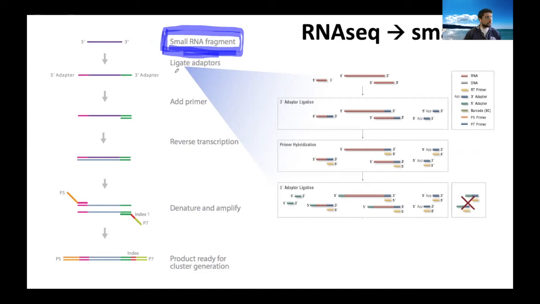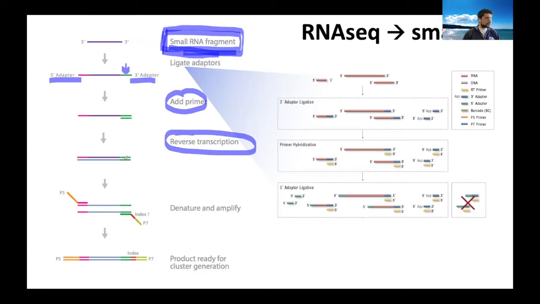So the first thing that we do is ligate adapters on the RNA, okay? We're using two specific enzymes, RNA ligases 1 and 2, to ligate adapters at the 3' end and at the 5' end, okay? So once we do adapter ligation on RNA, we add a primer that is complementary to the adapter at the 3' end, and then we perform reverse transcription, okay?